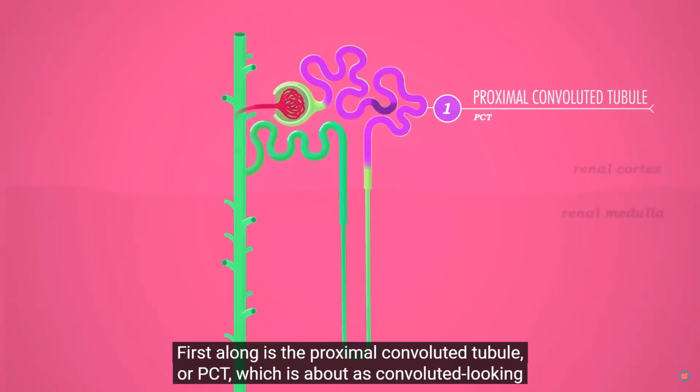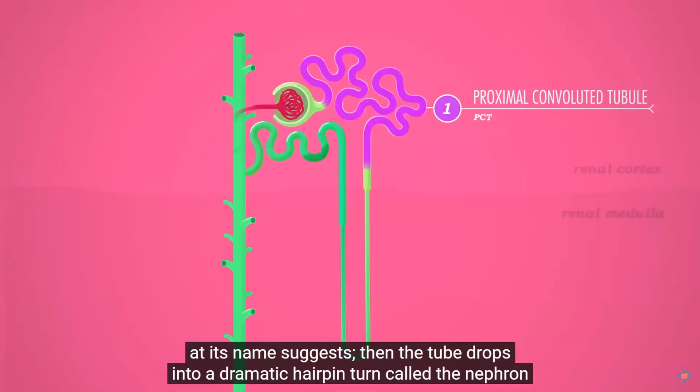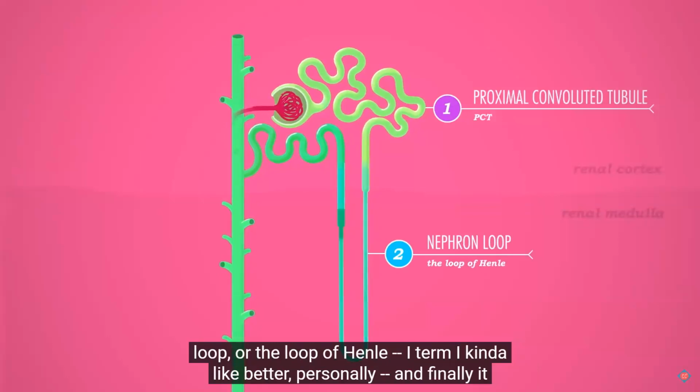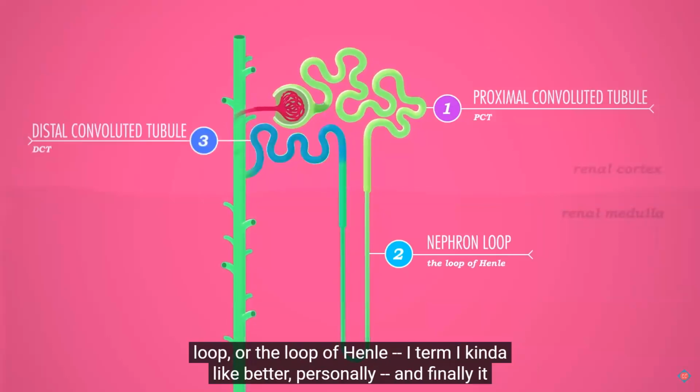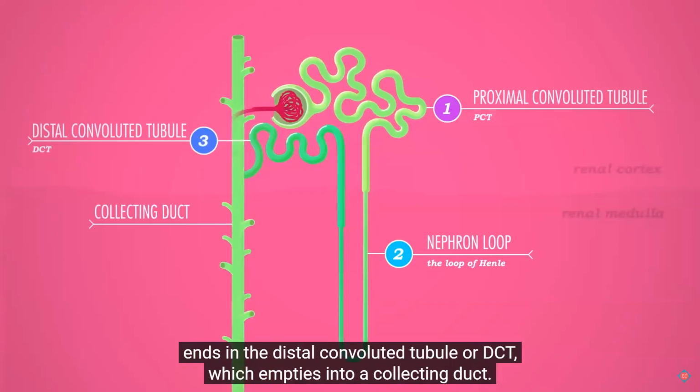First is the proximal convoluted tubule, or PCT, which is about as convoluted looking as its name suggests. Then the tube drops into a dramatic hairpin turn called the nephron loop, or the loop of Henle, a term that I like better personally. And finally, it ends in the distal convoluted tubule, or DCT, which empties into a collecting duct.